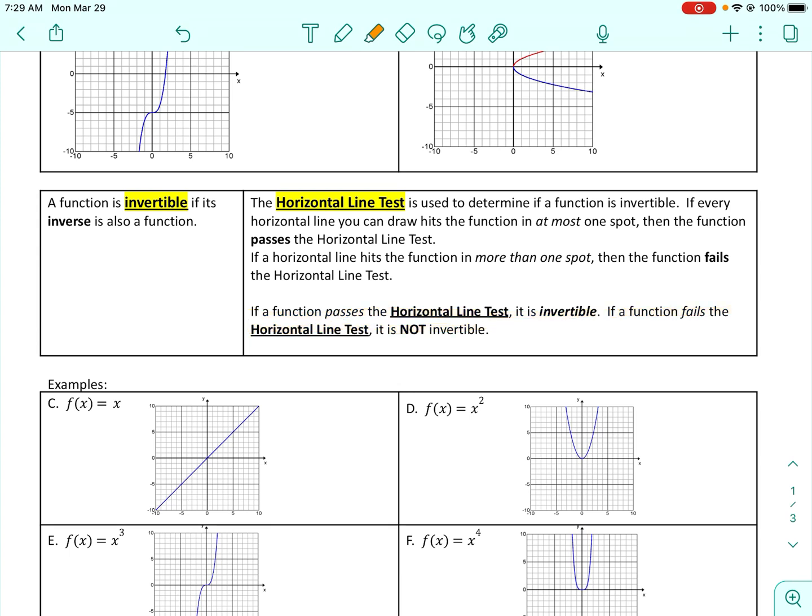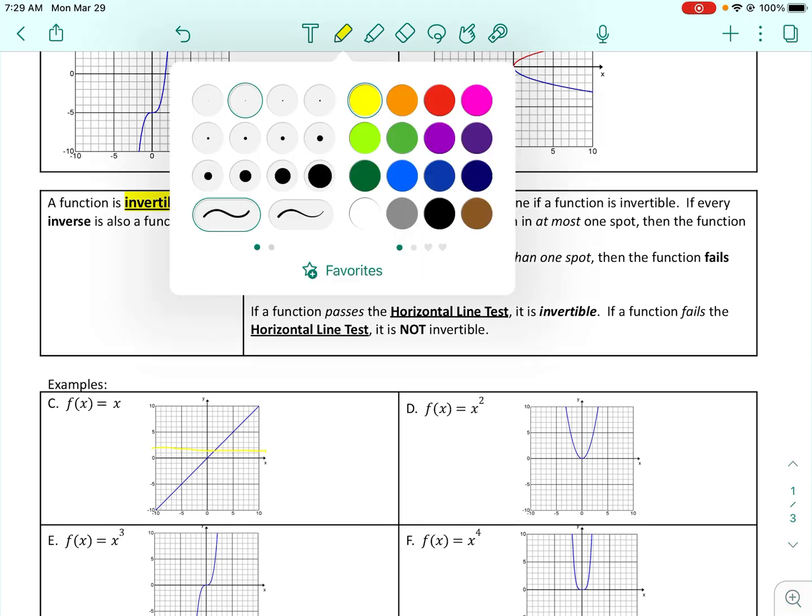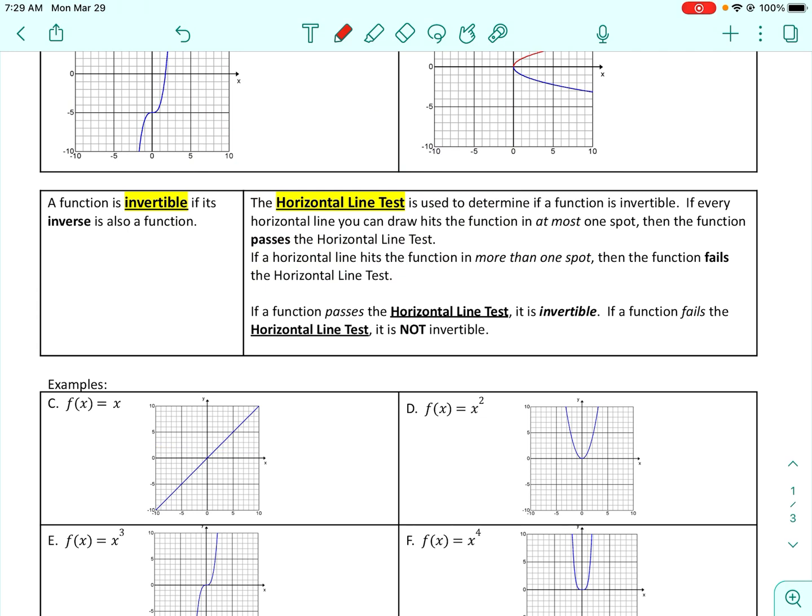Okay? So let's look at these examples. We've got f(x) equals x. So just y equals x, right? If you draw any horizontal line on here, anytime you do it, it's only hitting our graphed function once. Okay, it's hitting there, it's hitting there, it's hitting there. Never hits it twice, okay? So that's how we know that this graph is invertible, okay? So we'll put a check mark here, or we'll write yes.